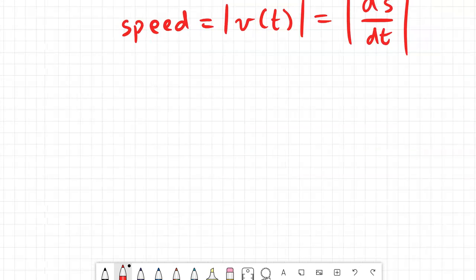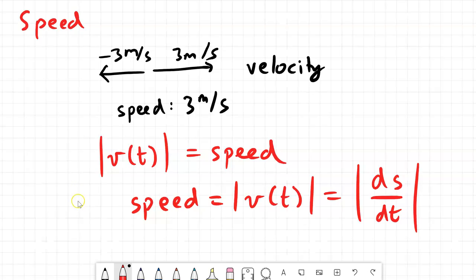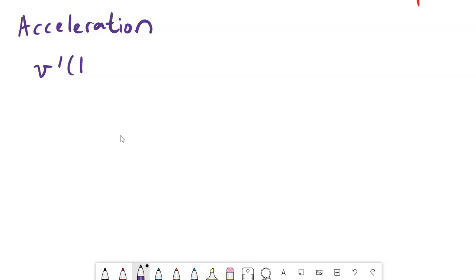And then the final quantity, oops, let me scroll down a little bit more. There we go. The final quantity is acceleration. We can go through the long explanation of it, but in short terms, it's just the derivative of the velocity function with respect to time.